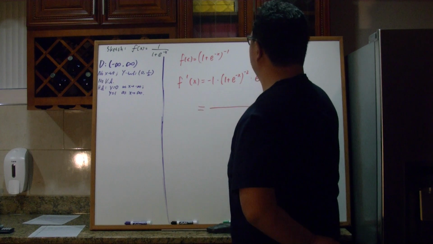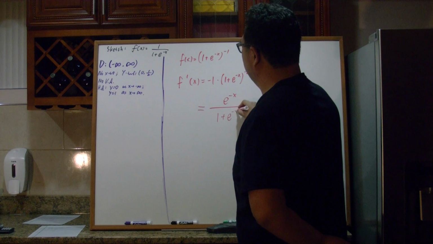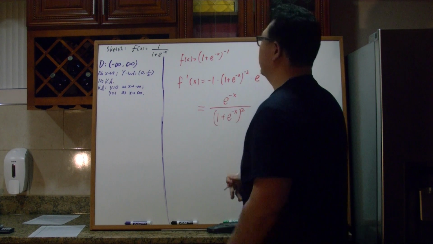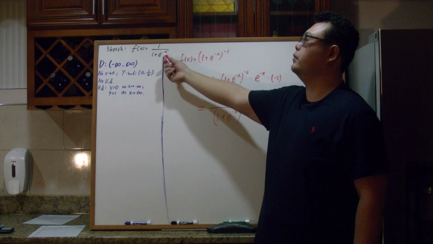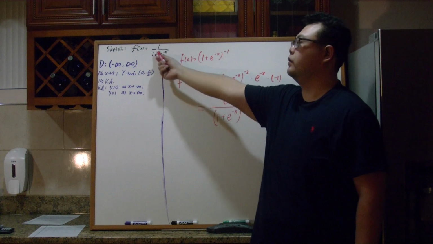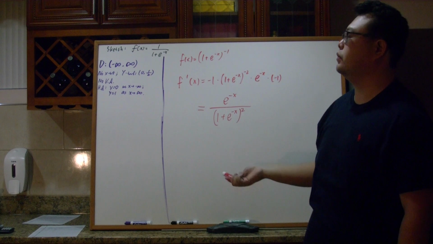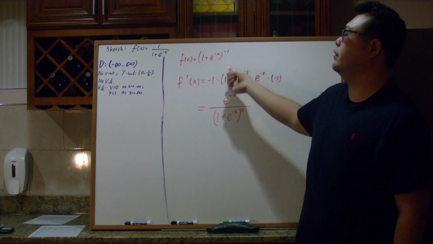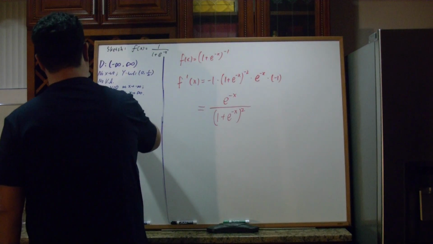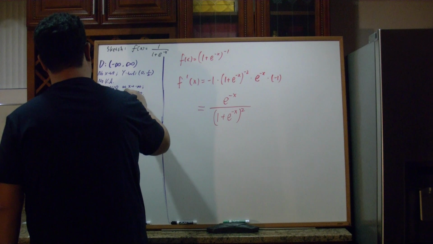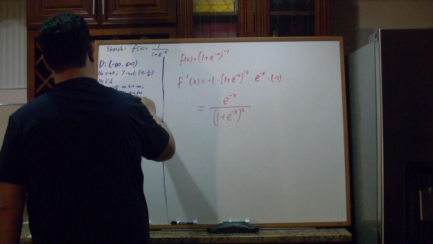The negatives cancel out, and we get e to the negative x over 1 plus e to the negative x squared. If you try to simplify by multiplying by e to the x, the e to the negative x will be cancelled, and we get e to the x over e to the x plus 1, where you can use the quotient rule to find the derivative. Here, before simplifying, we just use the chain rule. So f prime of x is e to the negative x over 1 plus e to the negative x squared.